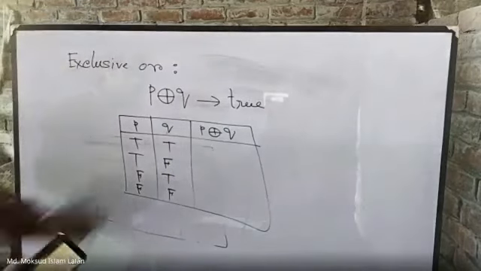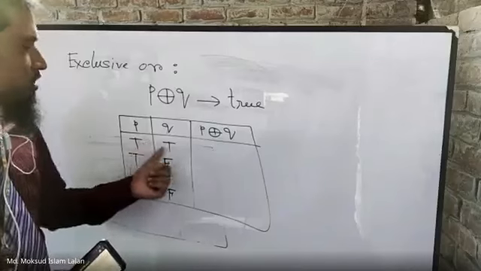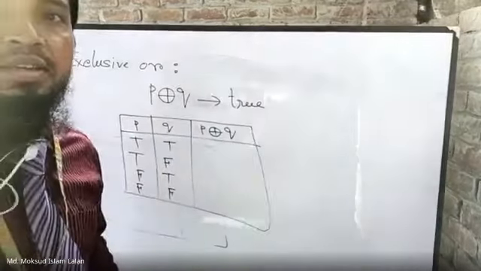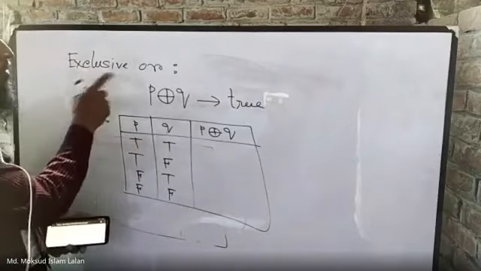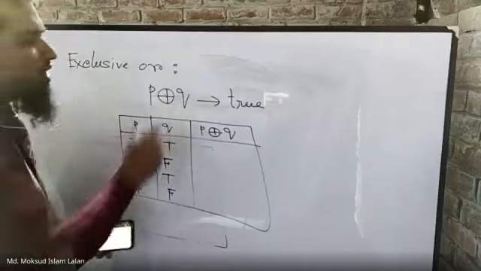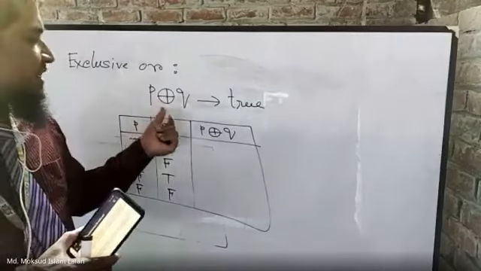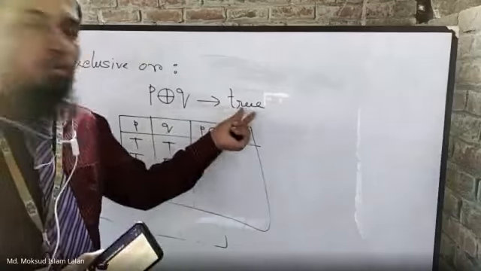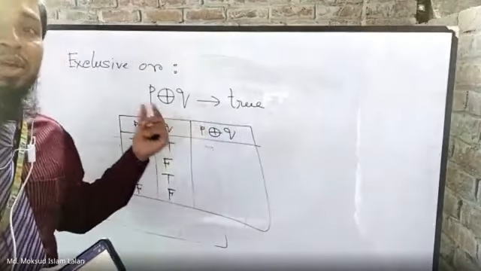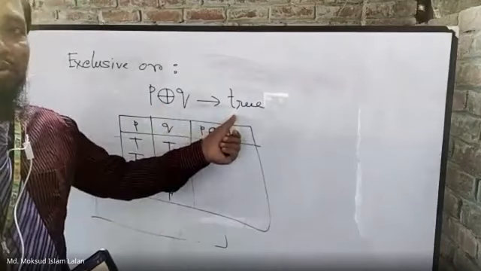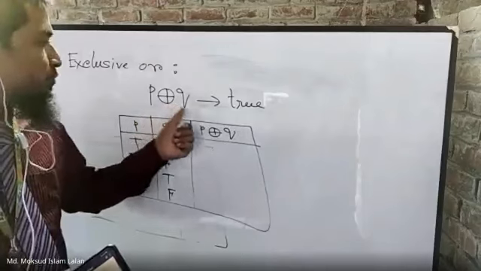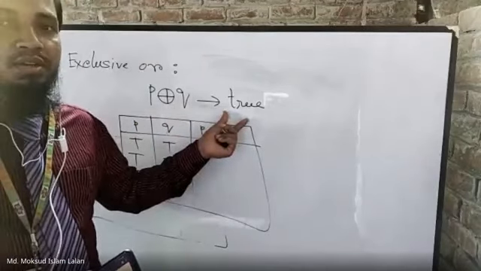This is not the exclusive or definition. This is not both are true. What is the exclusive or definition? The exclusive or is true when exactly one is true. I mean, exactly P true, Q false, then true, or P false, Q true, then true. Otherwise false. Do you understand? Yes, sir.